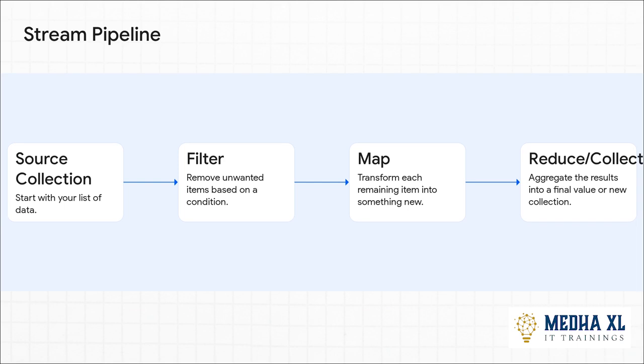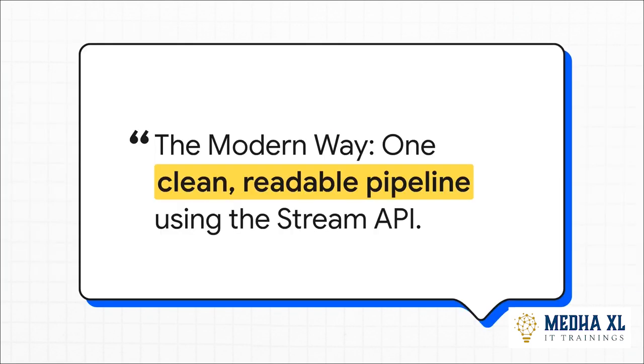You start with your data source, your list. Then you just chain together operations, filter out what you don't want, map what's left into something new, and finally, collect all the results into a new list or a single value. And this is the payoff. All of that bulky, hard-to-read loop logic just melts away into one clean, super readable line of code. It's not just that it's shorter, it's that it describes what you want to do, not the messy details of how to do it. It makes your code so much easier to understand at a glance.